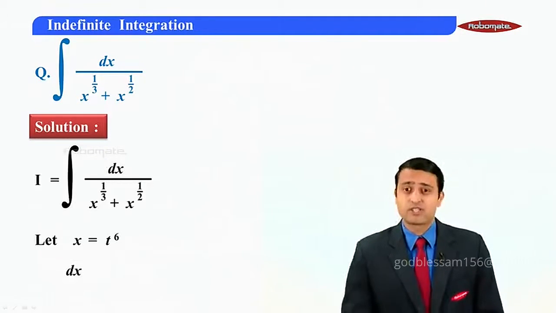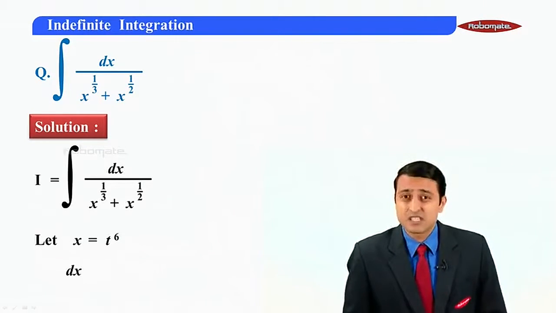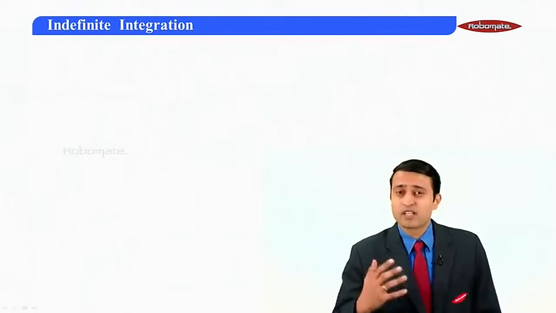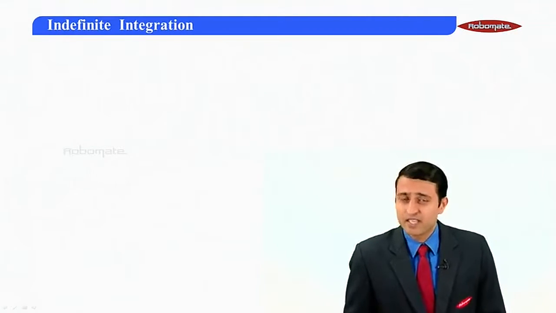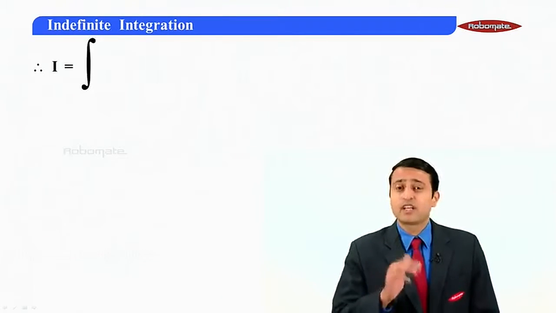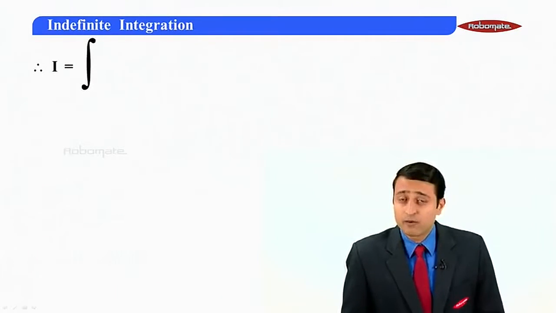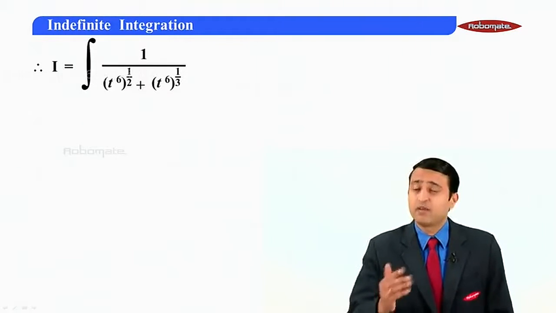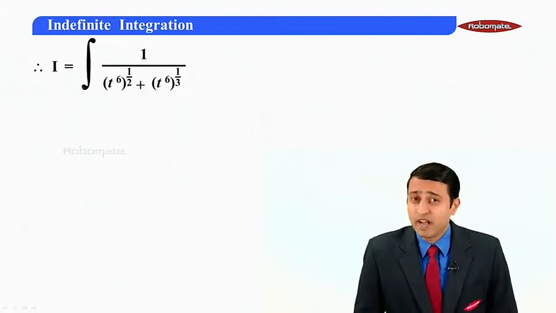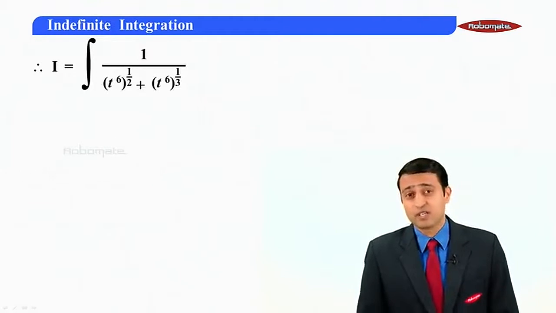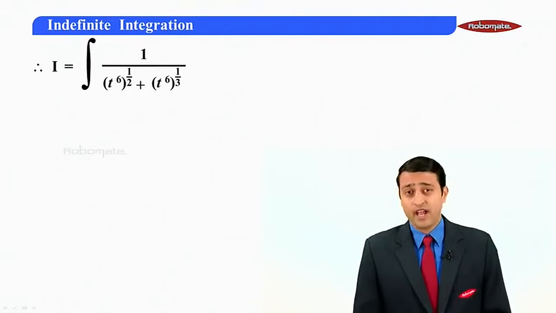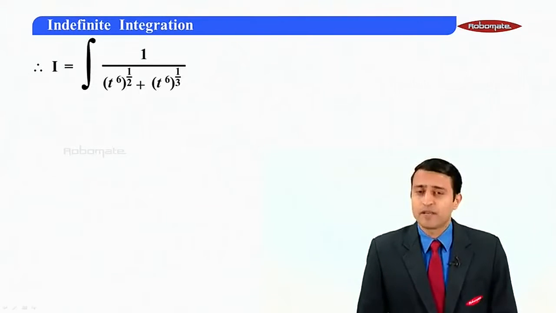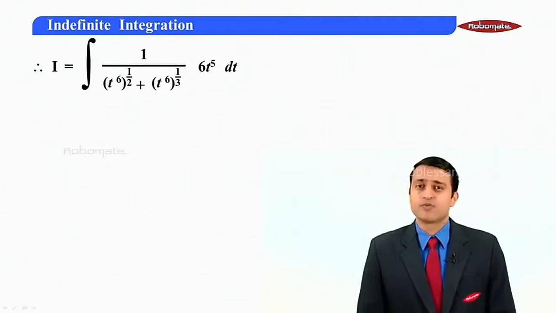Let us differentiate. So can I say dx is 6t raised to 5 dt? Is that okay? Let us substitute and you will understand why we substituted x as t raised to 6. So the integral will look like, the numerator was dx, so it will become 6t raised to 5 dt. And in the denominator we have x raised to half, which is t raised to 6 raised to half, and we had x raised to 1 by 3, which is t raised to 6 raised to 1 by 3.